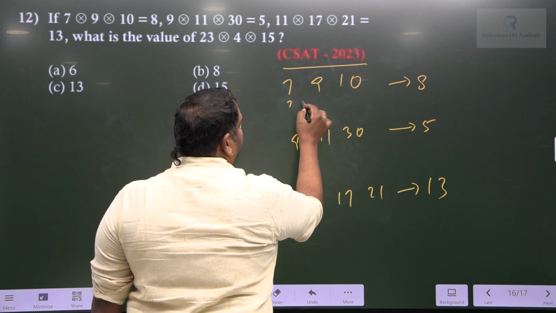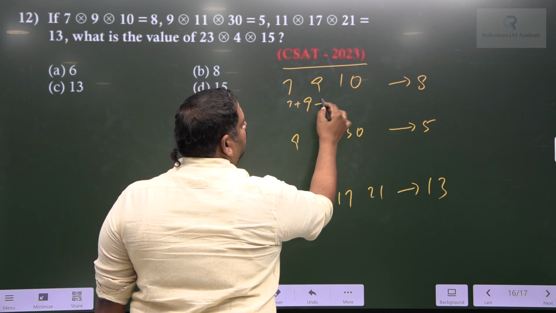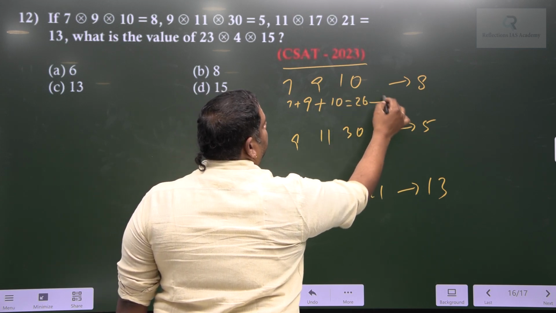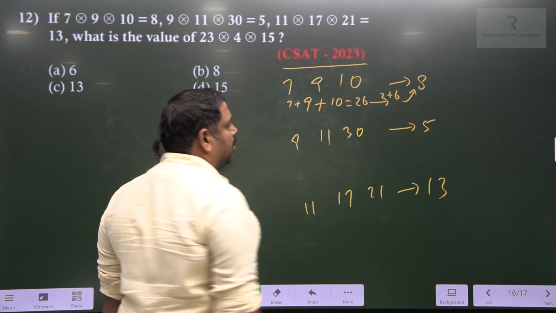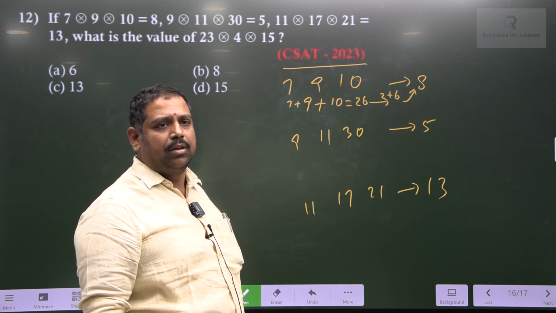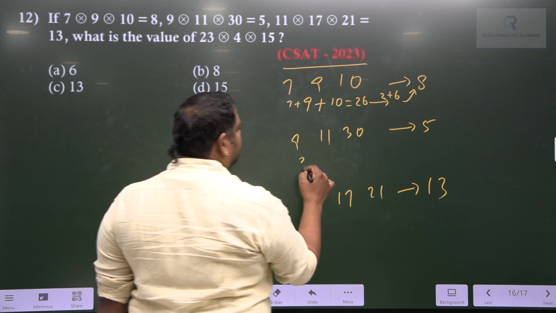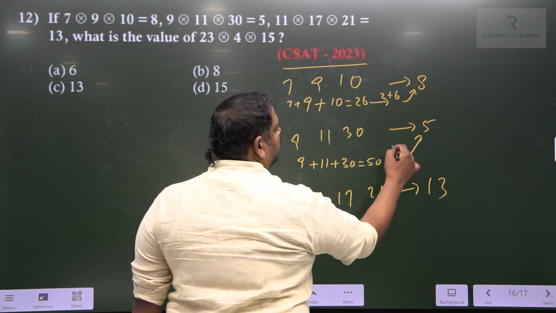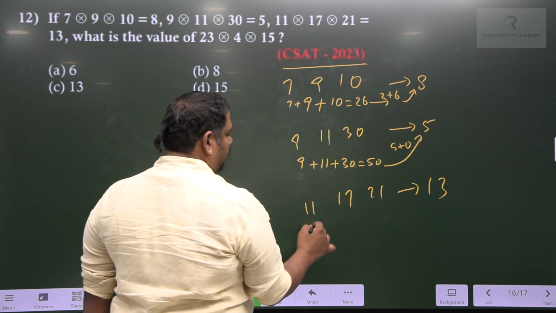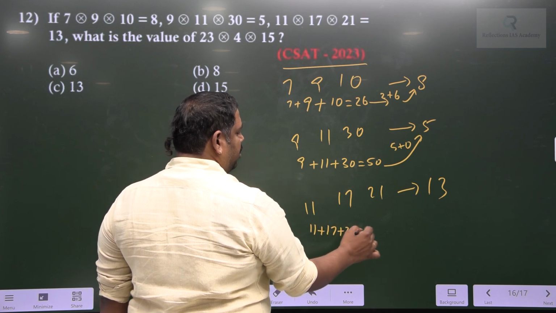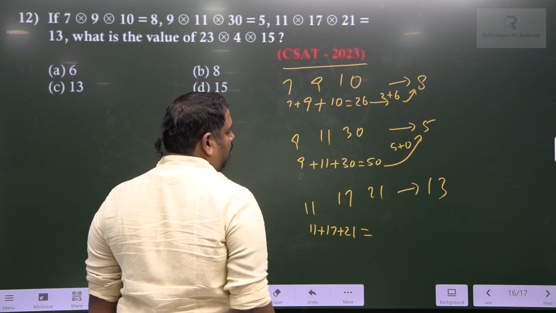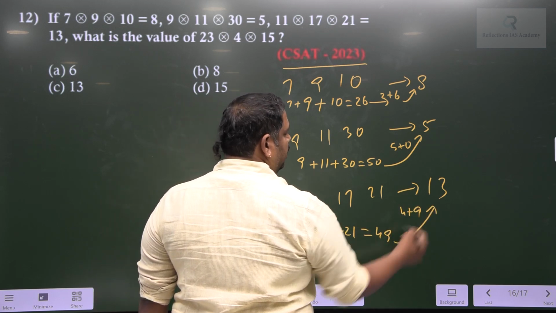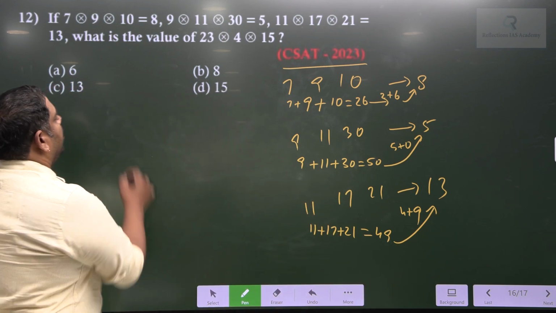7 plus 9 is how much here? 16. Plus 10. Sum of digits. Okay. 9 plus 11 is how much here? 20 plus 30 is how much here? 50. Sum of digits 5 plus 0. 11 plus 17 plus 21 is how much here? 32 plus 17, 49. So 4 plus 9 is how much here? 13. Now come to the question.